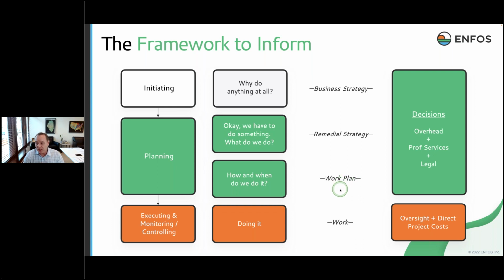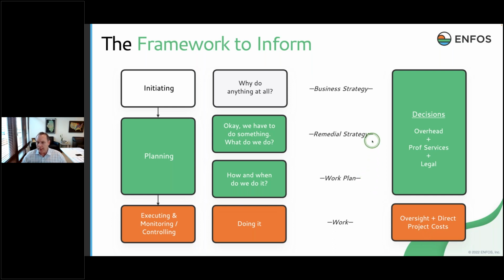We've made a remedial decision. We've maybe collaborated or worked with the regulators on that. Now, how and when do we do it? That's the work plan. And then finally, you get down to doing it, right? Doing the work. That's where the rubber meets the road. From a cost management perspective, I'm talking today a lot about these elements here at the doing the work level: oversight costs and direct project costs, right?